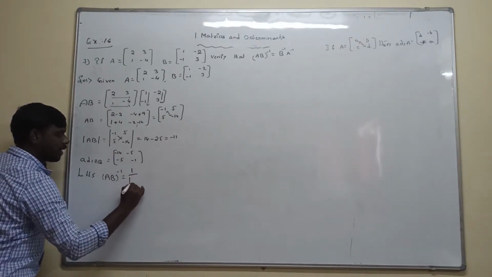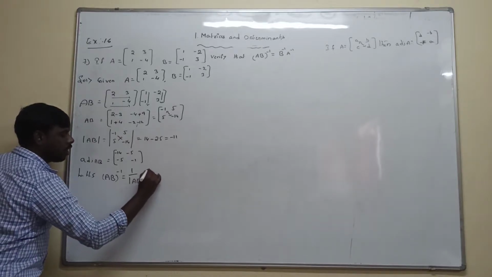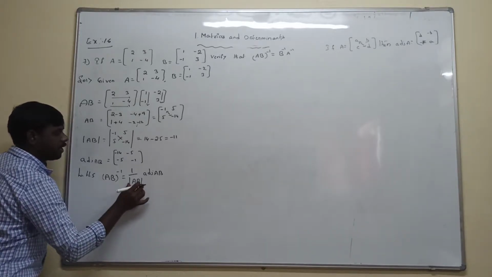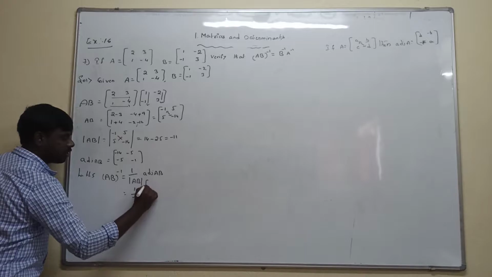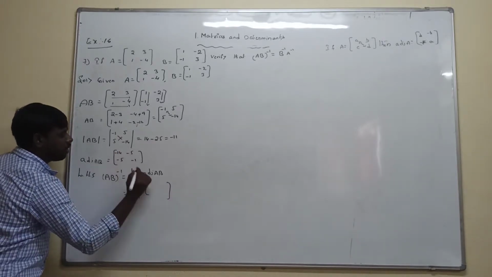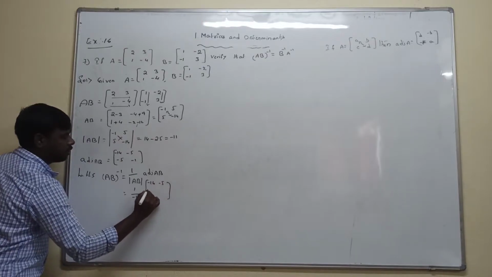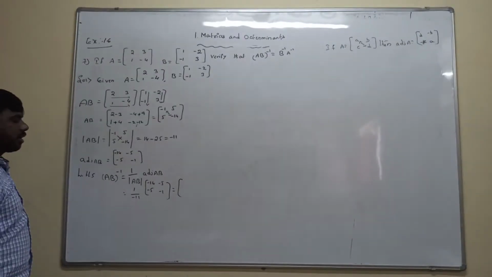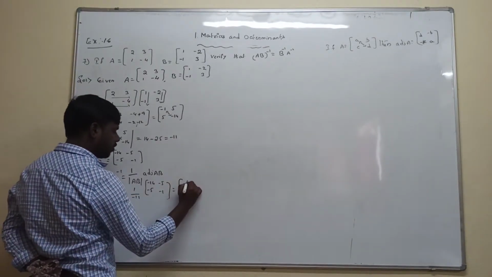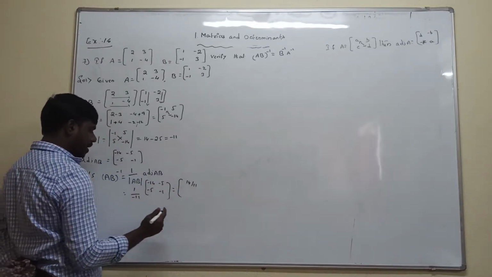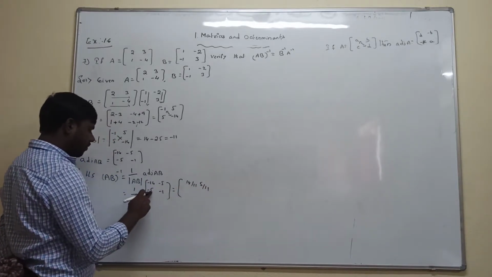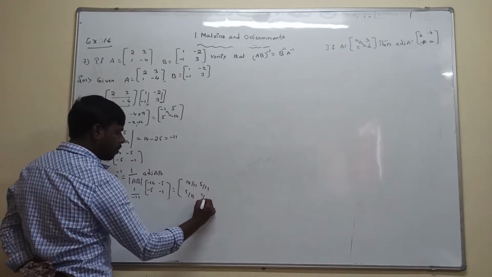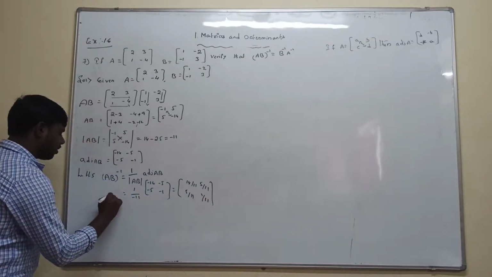Inverse of AB formula is 1 by determinant of AB into adjoint of AB. Substitute elements: 1 divided by determinant of AB is 1 by minus 11. Substitute the adjoint of AB elements: minus 14, minus 5, minus 5, minus 1. Each element is multiplied with 1 by minus 11. Minus 14 into 1 by minus 11 is 14 by 11. Minus 5 into 1 by minus 11 is 5 by 11. Minus 5 into 1 by minus 11 is 5 by 11. 1 by minus 11 into minus 1 is 1 by 11. This is the inverse of AB.